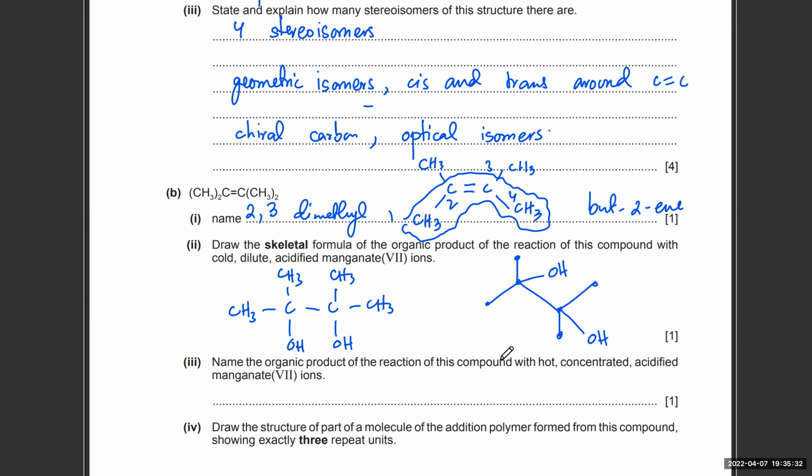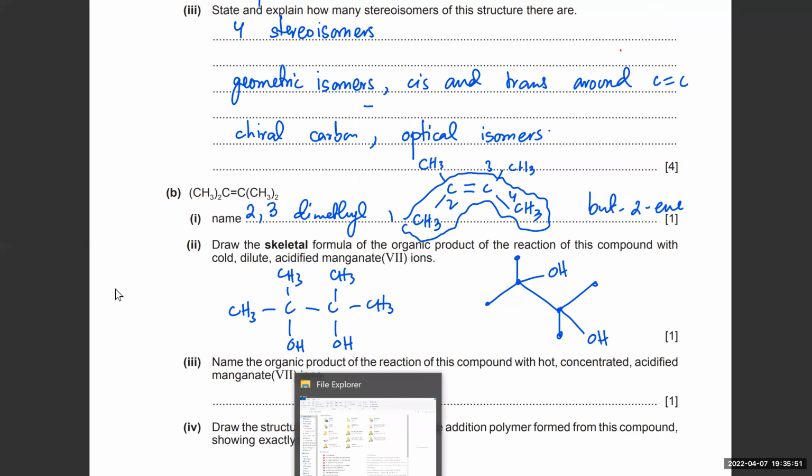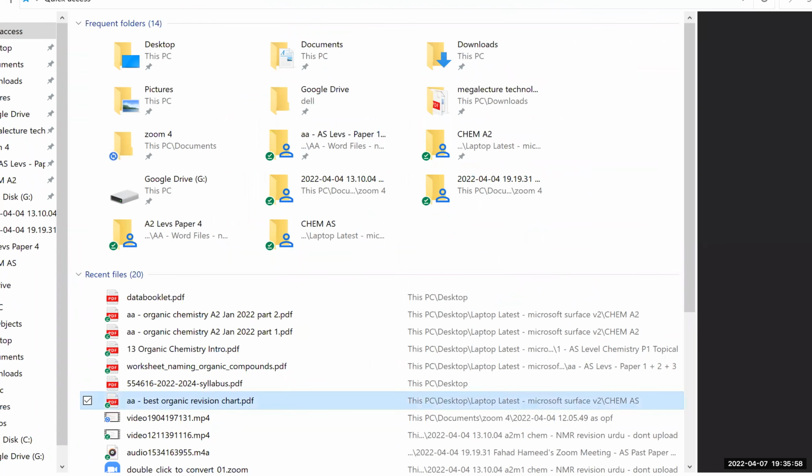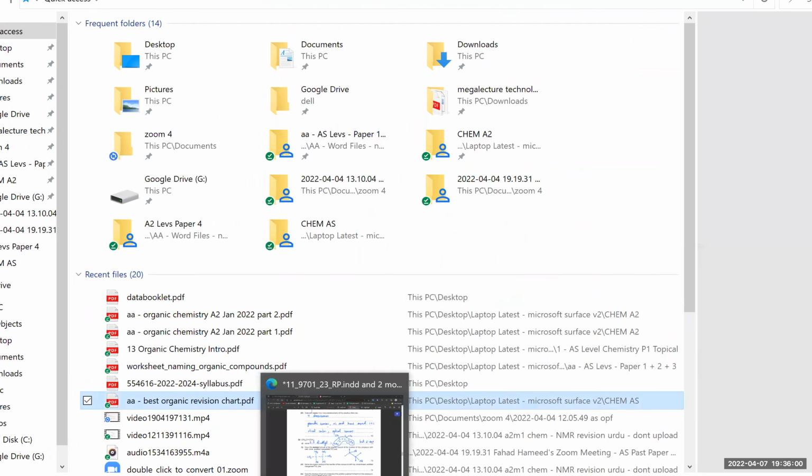Now name the organic product of the reaction of this compound with hot concentrated KMnO4. What happens when you have strong oxidation? What happens to this double bond over here? It's hot concentrated KMnO4. Ketones are formed? Propanol? It's going to be ketones probably. So let me just quickly revise what happens when you have strong oxidation. This is the part for strong oxidation.